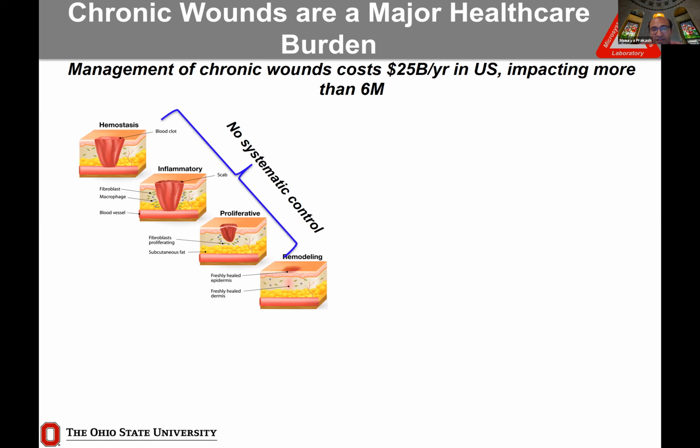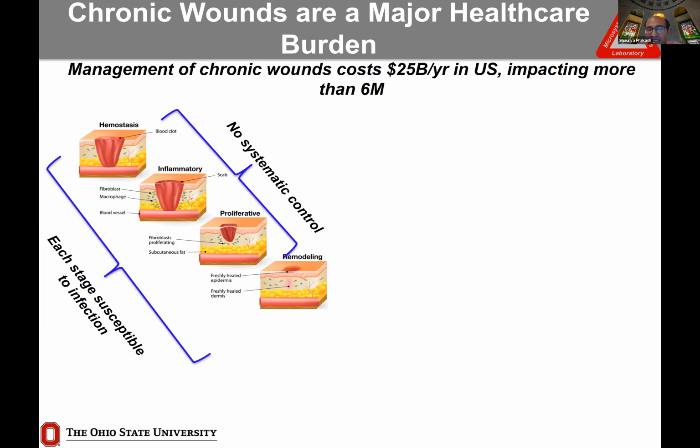So the idea here is that biology works on a trial and error basis, right? Once the injury occurs, biology kicks in and it is trying to figure out what is happening, and it goes through these processes without any specific systematic control on it.